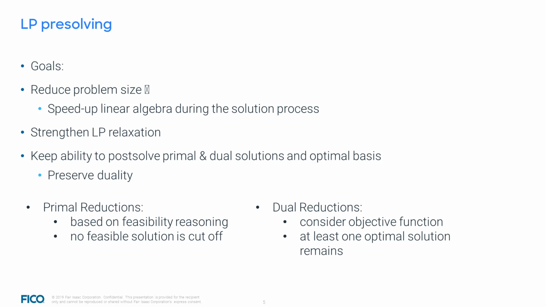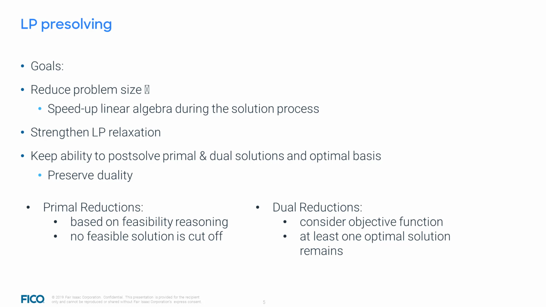Generally, we distinguish between primal reductions and dual reductions, for both LP and MIP presolving. Primal reductions are only based on feasibility reasons. We exclude, for example, certain values for variables, because we can prove there's no feasible solution where the variable takes this value, or we drop a constraint which can be shown to be redundant for every possible solution. Hence, by primal reductions, no feasible solution will ever be cut off.